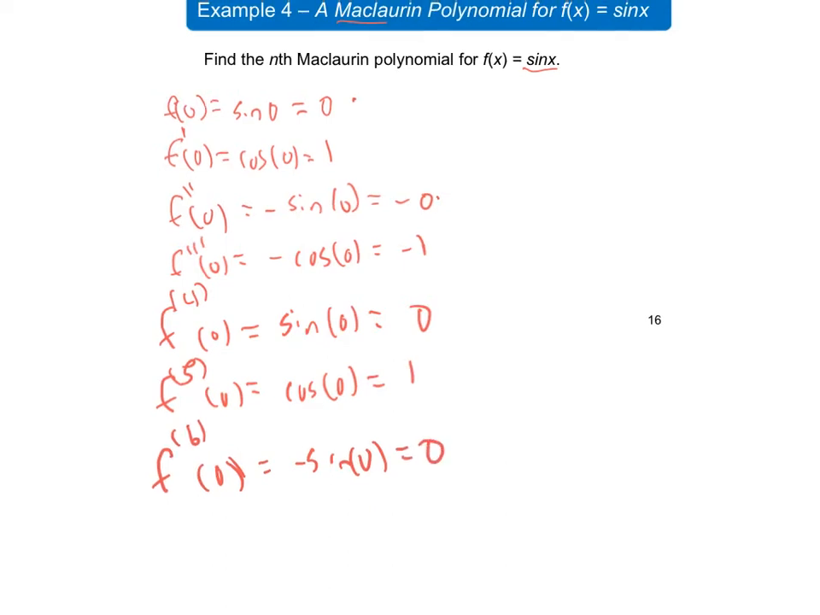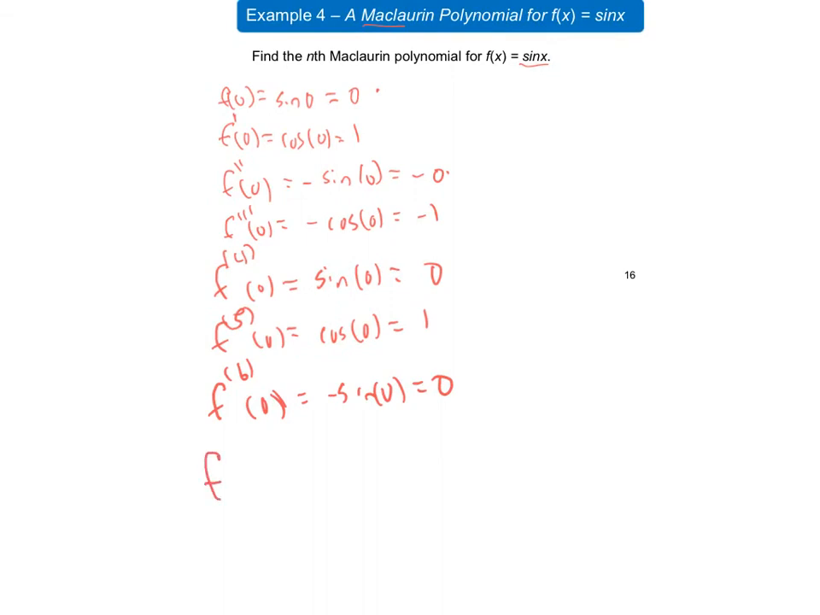And one more just to see the patterns working. F, the seventh derivative at 0. Derivative of sine is cosine. That's a negative cosine of 0. That is equal to cosine of 0, negative 1. So is it there? 0, 1, 0, 1, 0, negative 1. 0, 1, 0. Yep, it's working.